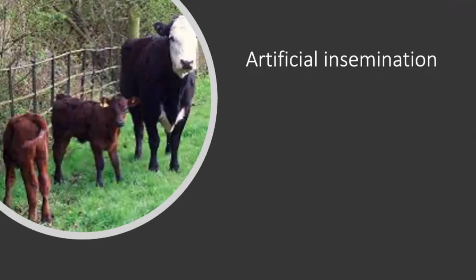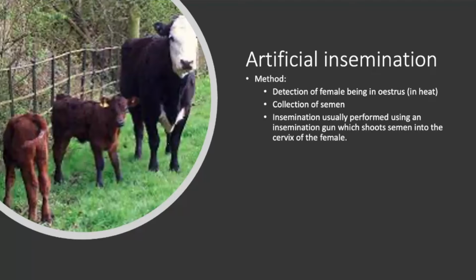The next type of reproductive technique we're going to look at is artificial insemination. So this method uses the process of detecting when a female is in heat, ready to ovulate, collecting the desired semen from the specified male, and the use of an insemination gun to shoot the semen into the cervix of the female.